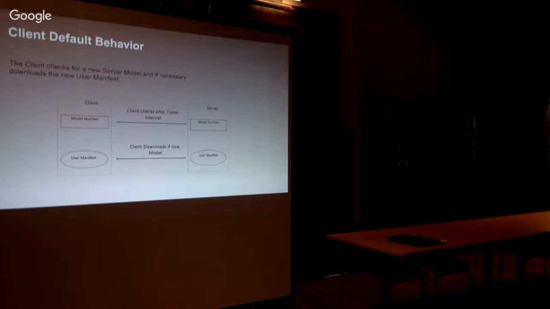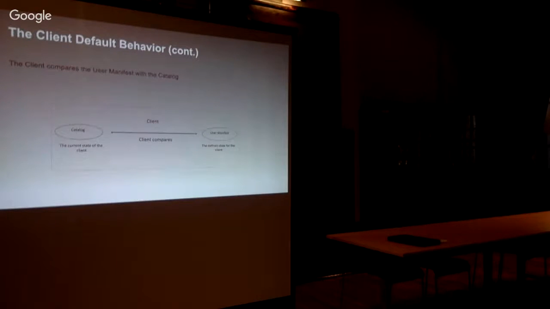So what does the client do? The client checks the server and asks for the model number. The model number is newer, so that's 5, and the client has 4, so we'll download the new manifest and compare it to the catalog, and see if there is something different.